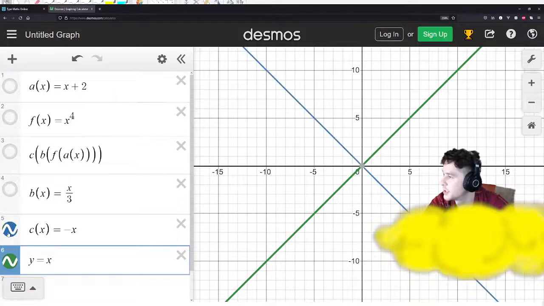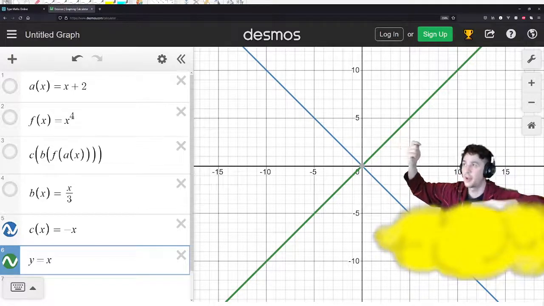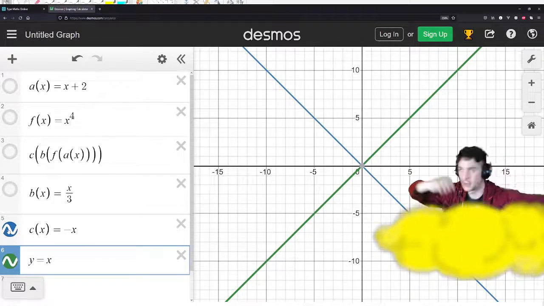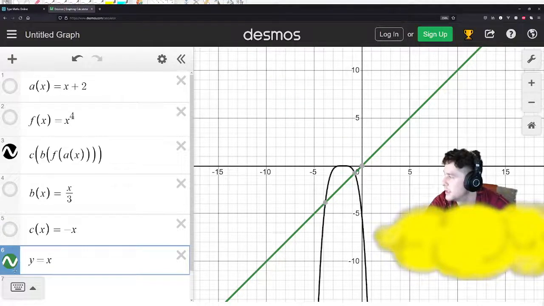And the third transformation we do is flipping it upside down. So c of x is like an upside down version of y equals x. And so it's going to give us an upside down version of the function we're interested in. So we get this one.